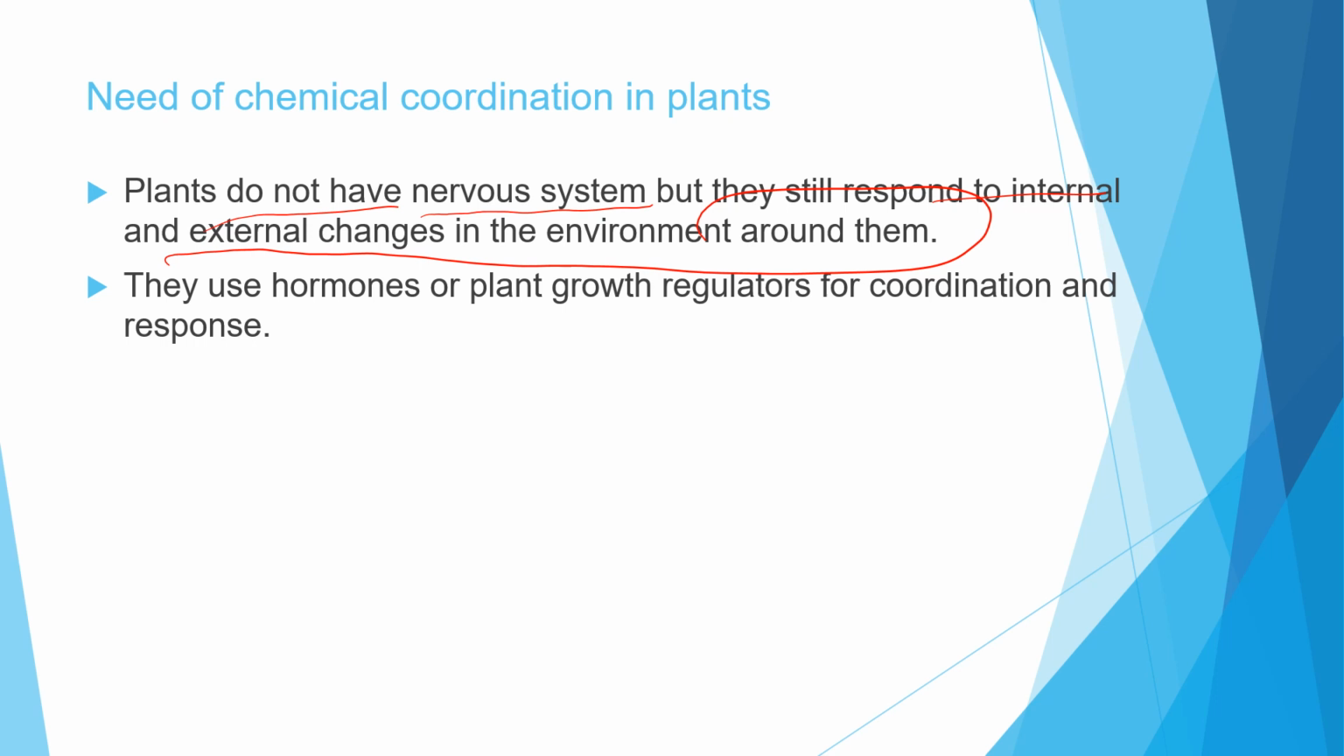How is it possible? They use hormones or plant growth regulators for coordination and response. Plants can detect light, water, touch, chemicals and gravity. So they respond to everything, just as animals do. That is due to the presence of plant growth hormones or growth regulators.